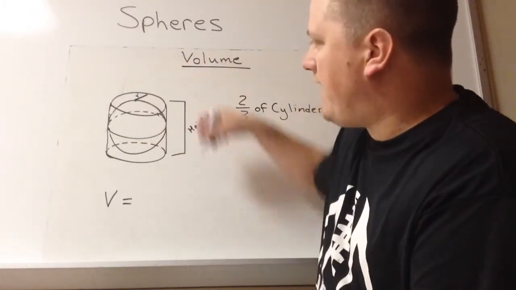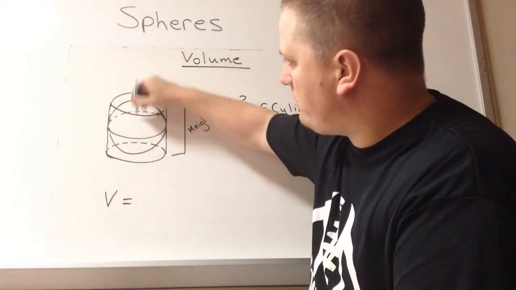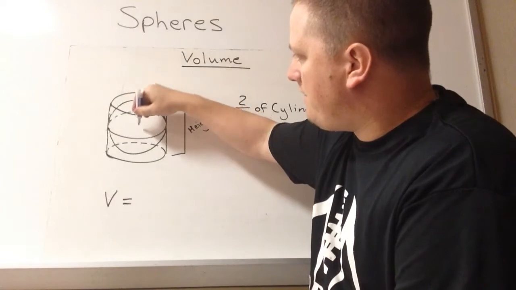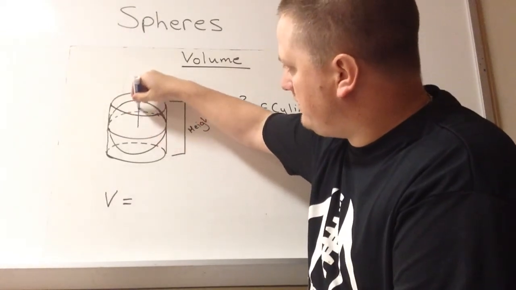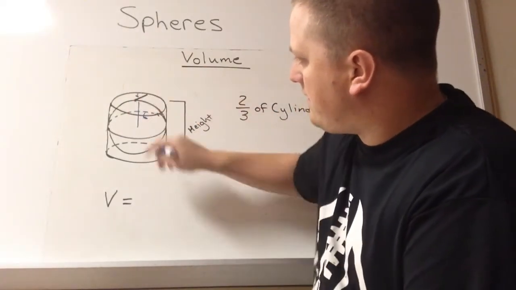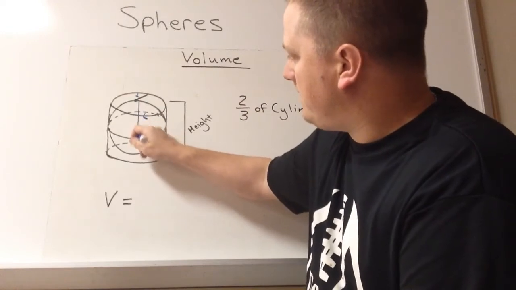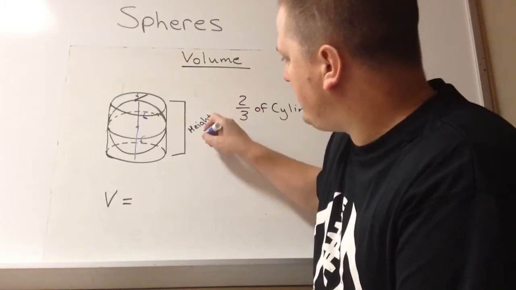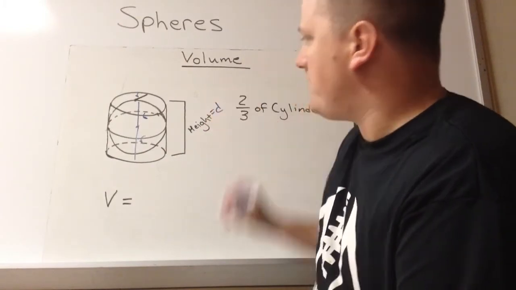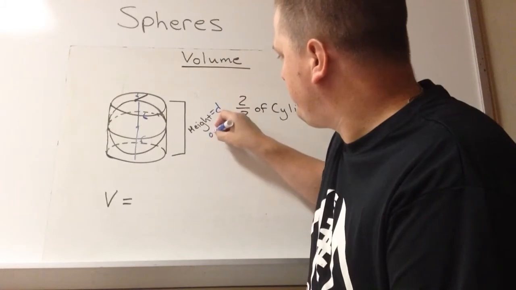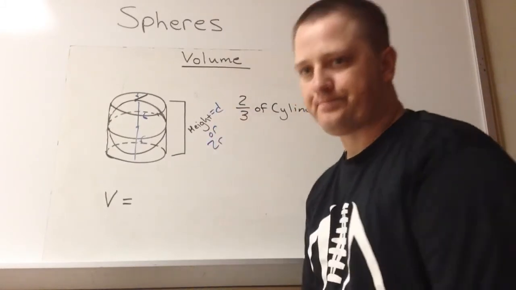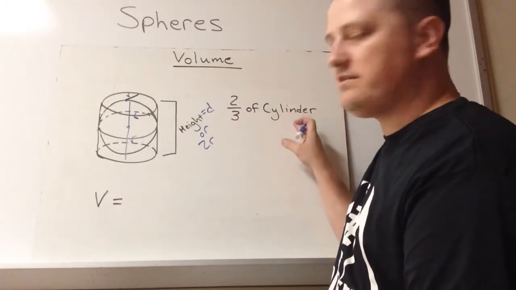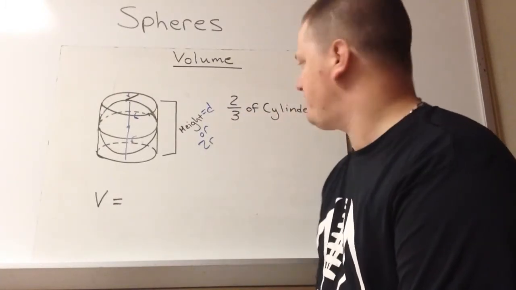Well, we also need to know the height. Well, the radius goes up and down also for a sphere. So the radius is from the middle. That would be the radius there, meaning that we have a radius going down also, meaning our height is actually the diameter, 2 radii. So what we're going to do is use the fact that it's 2/3 of a cylinder to figure out the volume of a sphere.